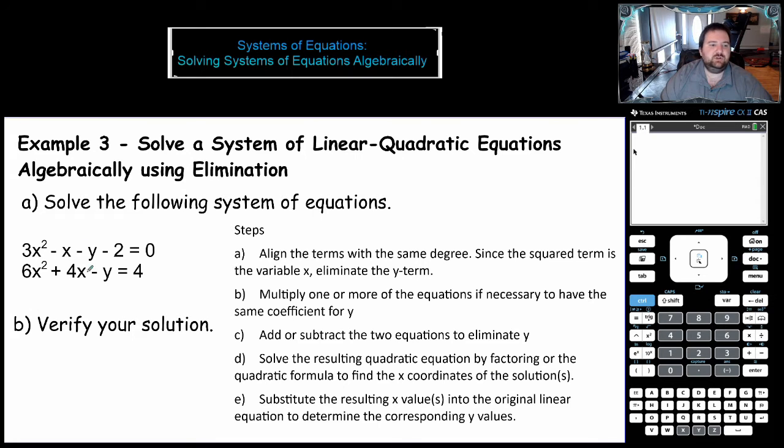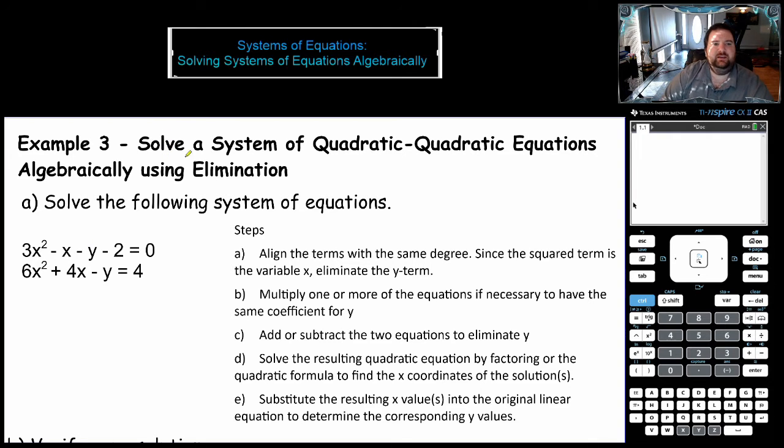So whichever method works for you, that's the one to use. Sometimes you're going to be able to look at them and just know intuitively after you've practiced this enough which one's going to be easier, substitution or elimination. Okay, let's go ahead and give this one a shot.